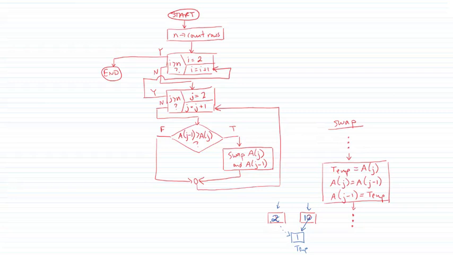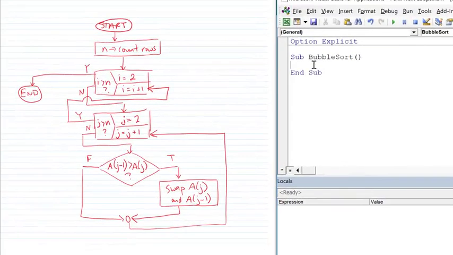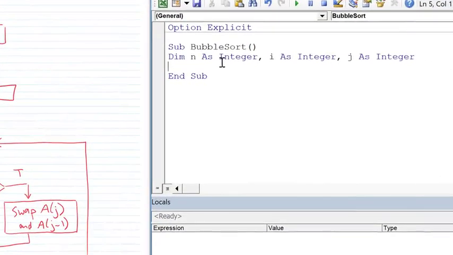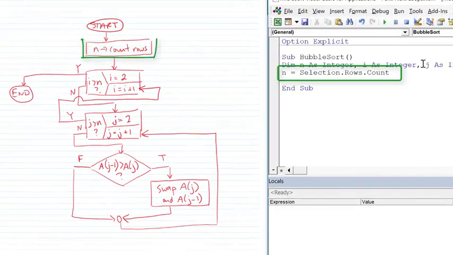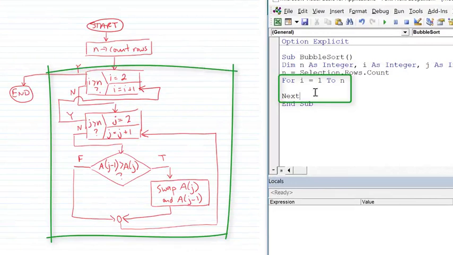So our entire flowchart is shown here, and let's go ahead and code this in VBA. Going to call this bubble sort. We have to dim n, which is the number of items in our column vector, i and j all as integers. We count the number of rows and assign that to the variable n. Now we're going to set up our outer loop, which is the index i. We're going for i equals 1 to n.